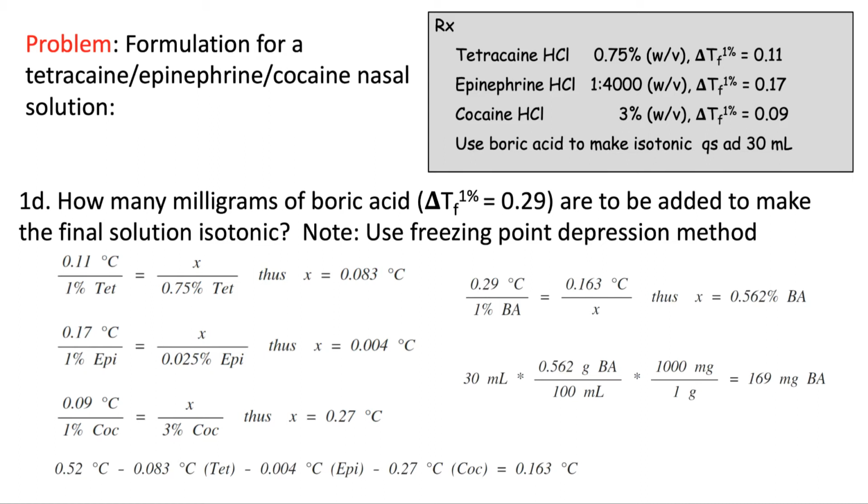So analogous to our answer for the previous part, which was for sodium chloride, now we could see with the same amount of active ingredients that we had before, instead of adding additional sodium chloride, we could simply add additional boric acid in the amount of 169 milligrams, in addition to our active ingredients to a total volume of 30 milliliters, would produce an isotonic solution. And that is the final answer to this first question about the formulations for this nasal spray.